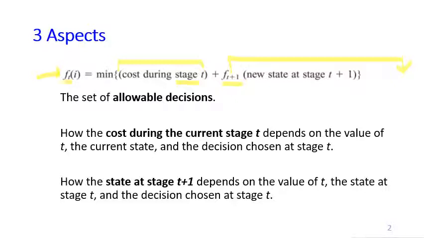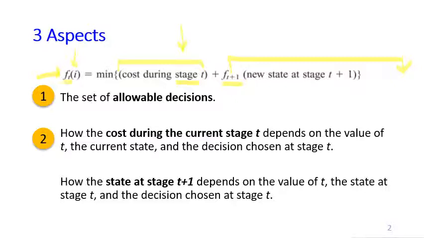Okay? And there are three aspects that you always need to think about carefully and define explicitly in your recursion. The first one is the set of allowable decisions. Let's say you are now at city i. What are the possible or allowable decisions, city j, that you can go to? That's an example.